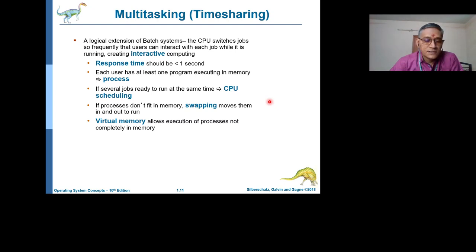The instructions that are currently in execution will be within the main memory. Once those are executed, a new set of instructions will be fetched from the main memory, and swapping takes place, moving out the code and moving in the corresponding instructions. And the concept of virtual memory allows the execution of processes not completely in main memory. This concept we will learn in detail in memory management.